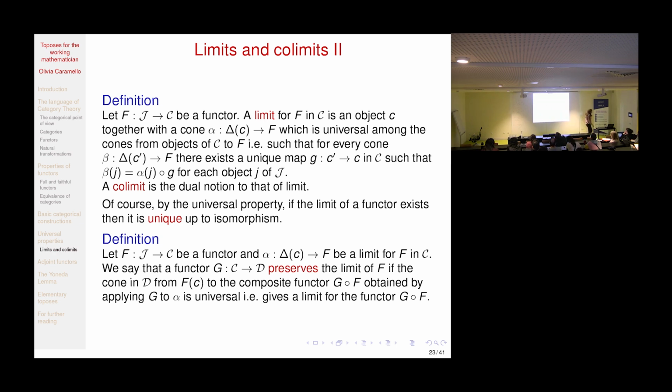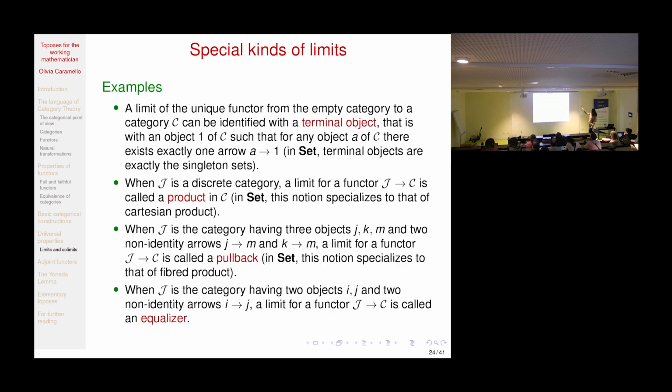Okay, now we discuss some specific examples of limits and colimits. What do we get if we take as source category the empty category? Well, if we take J to be the empty category, then of course there is just one diagram defined on the empty category. It is the empty diagram. What is a cone over such a diagram? Well, it is just an object, the vertex of the cone, because you just have the vertex and nothing else.